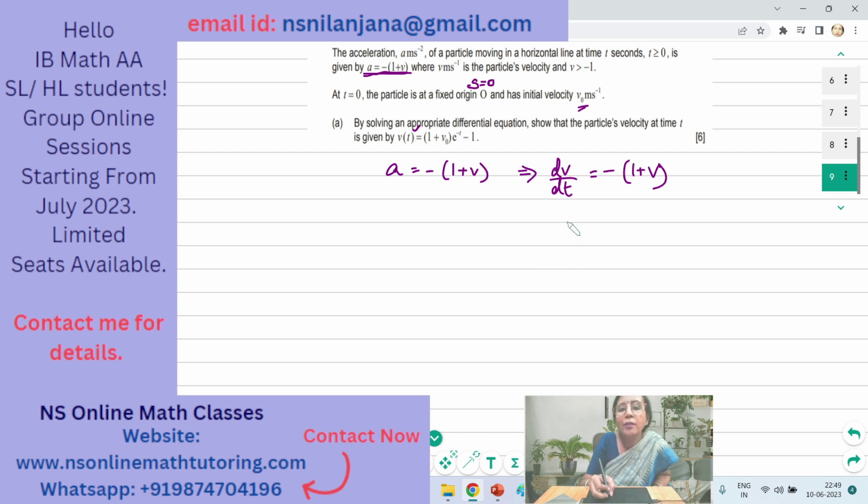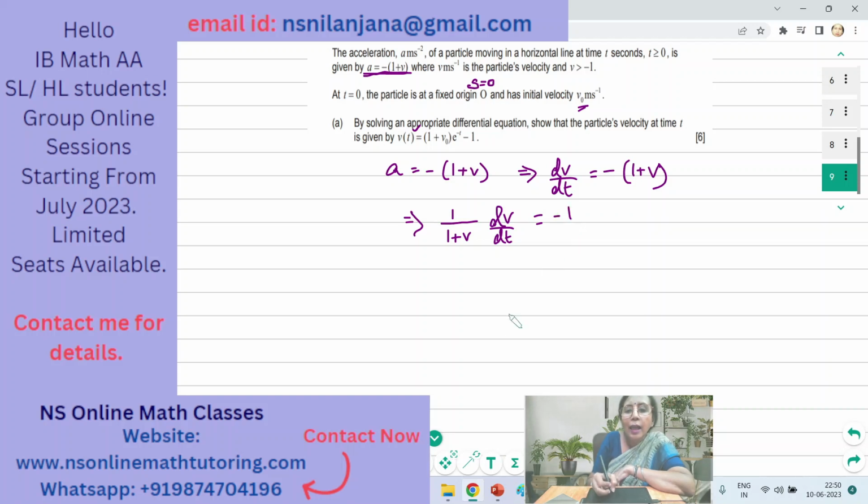Now since we have to form a differential equation, I bring the 1 plus v part to the left side. How do I bring it? I divide the entire equation by 1 plus v. So this implies 1 over 1 plus v times dv/dt is equal to negative 1.